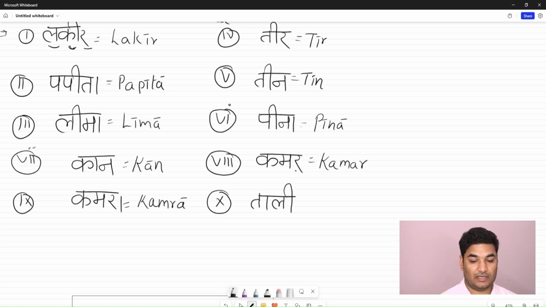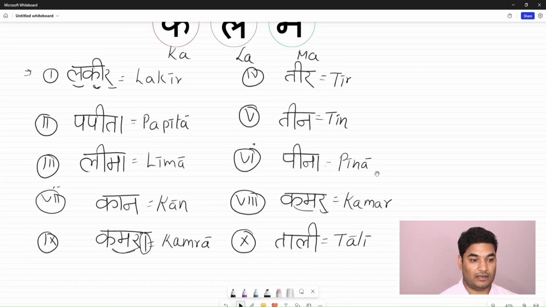Then Kamara. As you can see, after the word, we just placed the A matra and it became Kamara. This is Kamar and this is Kamara. And this is Tali. Let's revise them again. Lakir, Papita, Lima, Kan, Kamra, Tir, Teen, Pina, Kamar, Tali.